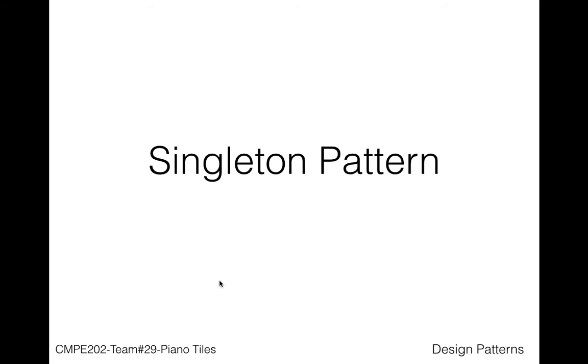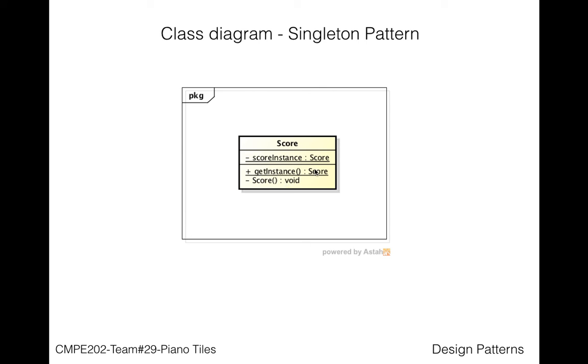In Piano Tiles, we maintain the score at one single place. When any object in the game wants to have access to the current score, one consistent value should be served. By making the score class singleton, we can serve this purpose. In the score class, we have a static getInstance method which makes sure that only one instance is returned whenever requested. The private constructor prohibits any other class from creating an instance of the score class elsewhere.